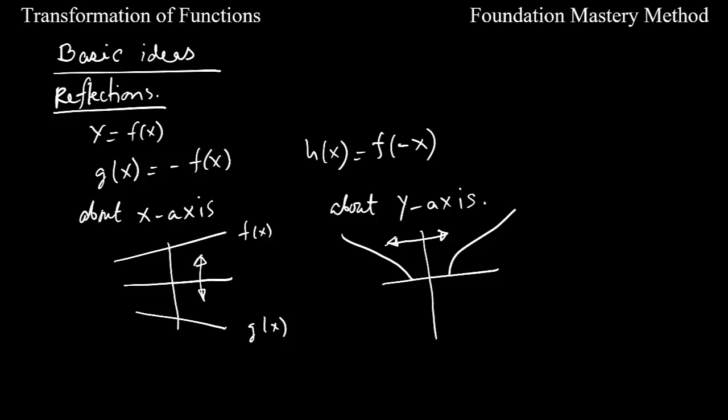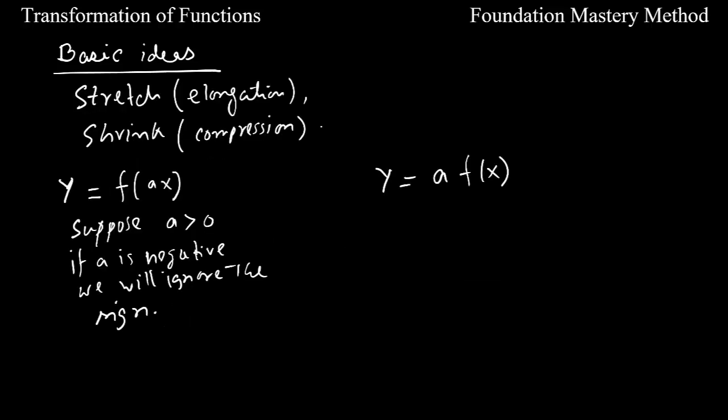So the situation will look like this. If this is your f of x function, then when you have a negative outside, it will just reflect along the x-axis, and it will look like this. If your f of x is this function, for example, then f of negative x will be this one, which is my h of x now. If a is inside, then we'll talk about horizontal stretch or shrink. If it is outside, then it will be vertical stretch or shrink.